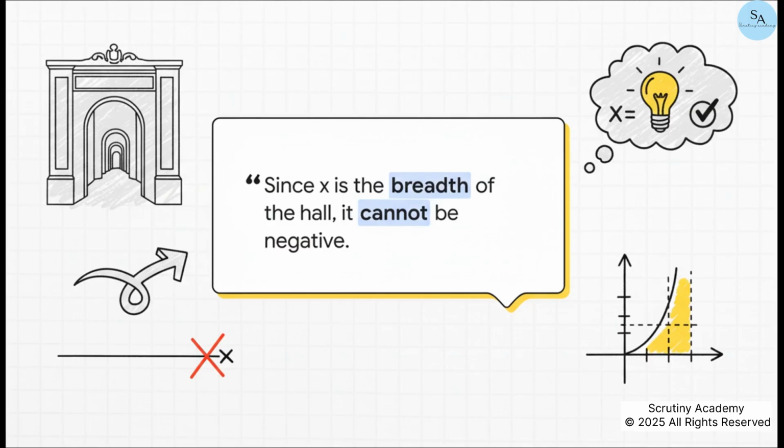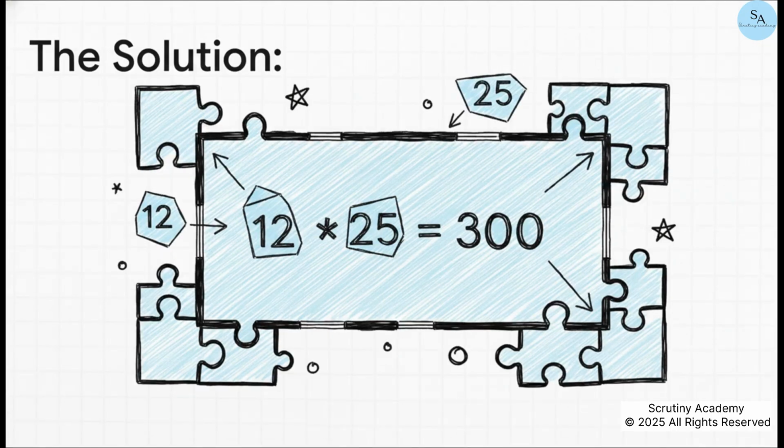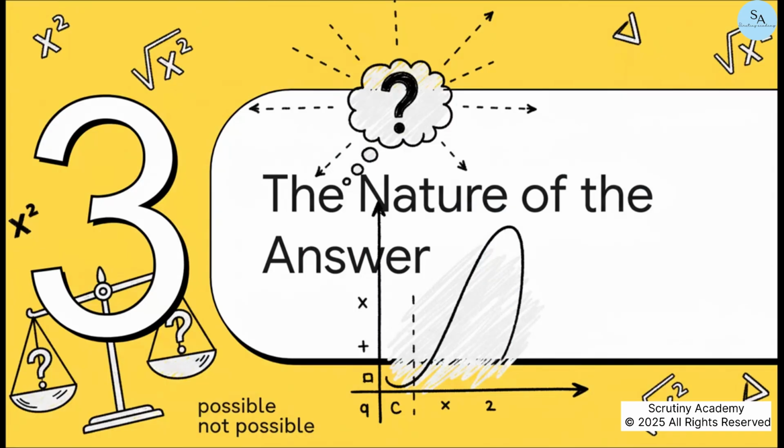It's a valid mathematical solution, but it's not a real-world solution. So we just use a bit of common sense and toss that negative root right out. And there we have it. The breadth, our x, has to be 12 meters, which means the length, remember it was 2x plus 1, is 25 meters. And just to be sure, let's check our work. 12 times 25, yep, that's exactly 300 square meters. The puzzle is solved. That felt good, right?